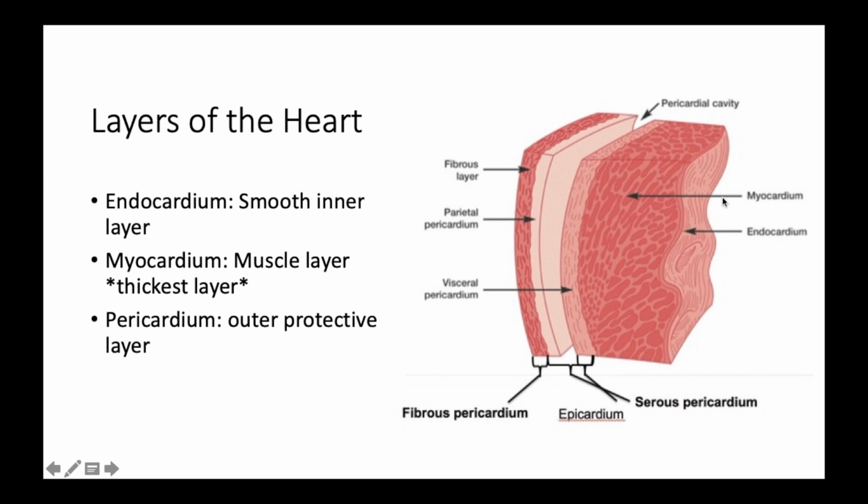Next up, we have the thickest layer of the heart, which is called the myocardium. And myo, we know, refers to muscle. So myocardium is the muscle layer of the heart. And then the innermost layer of the heart, the area that actually touches the blood as it passes through the chambers of the heart, that smooth layer is called the endocardium.